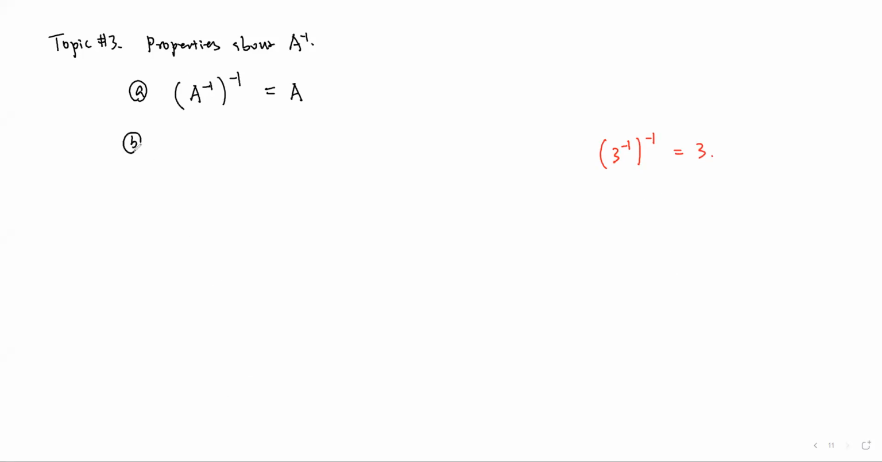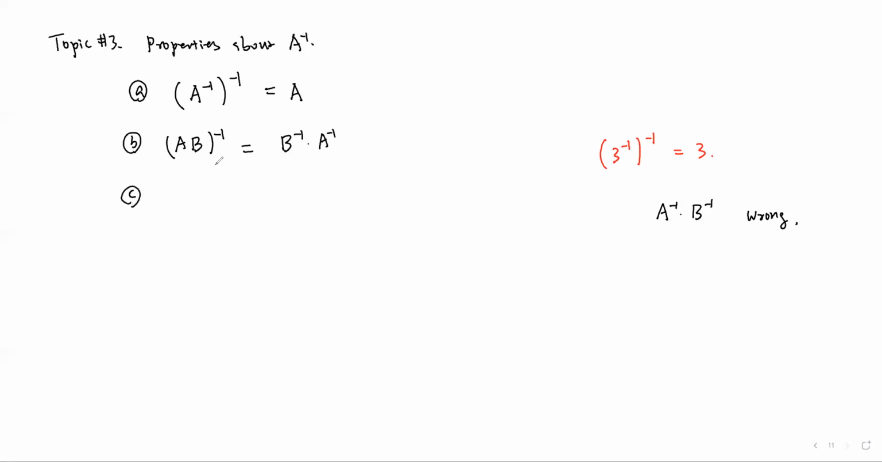Now B. A times B, then take the inverse. Some people may think the result is A inverse times B inverse, but that is wrong. Pay attention: the inverse of A times B is equal to B inverse times A inverse, in reverse order. Pay attention to this.